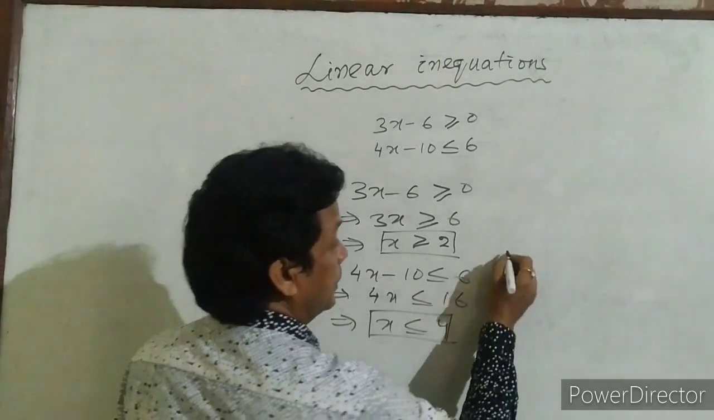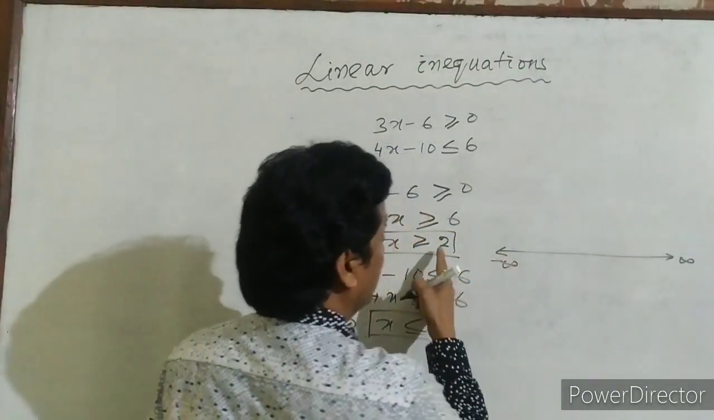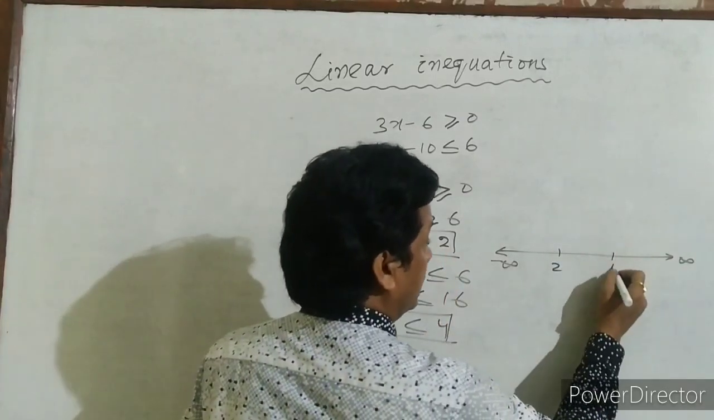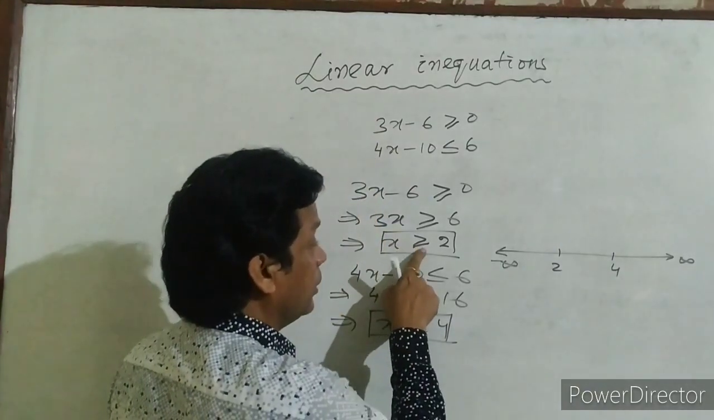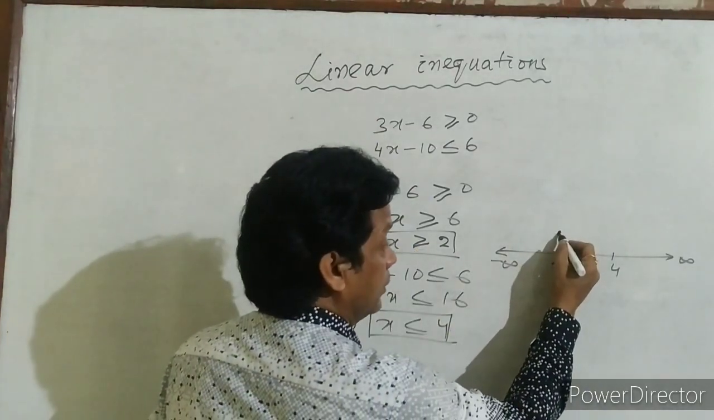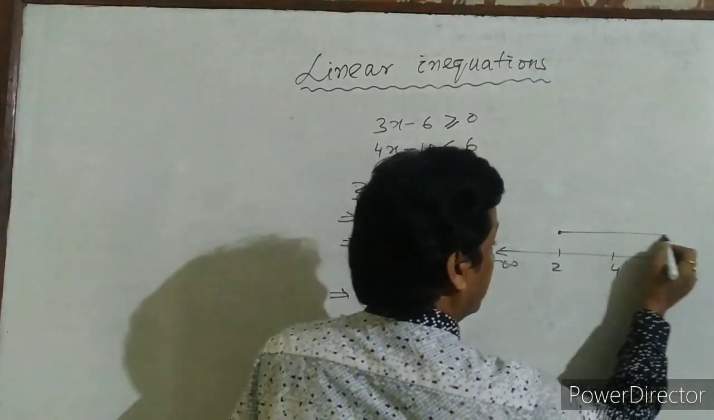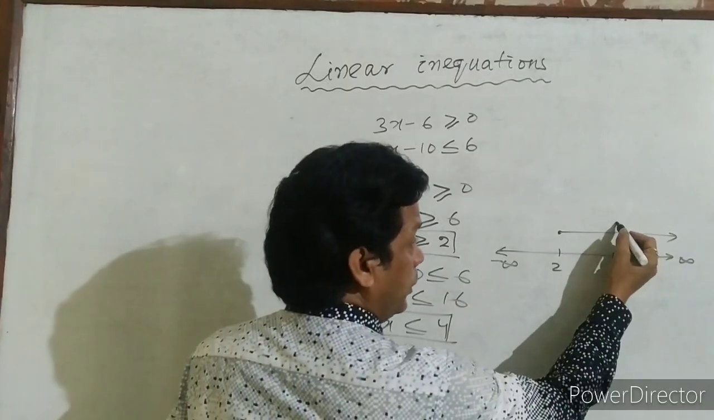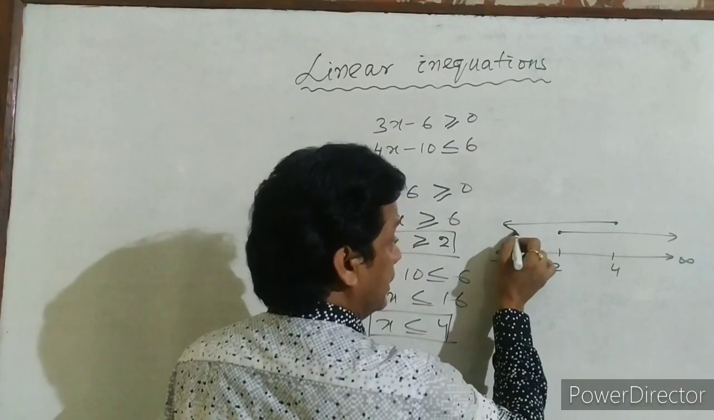See here, take the number line. This is minus infinity and infinity. Here it is 2, here it is 4. So write 2 on the left hand side, 4 on the right hand side because 4 is greater than 2. And here x is greater than or equal to 2. Put a point here because the equal to sign is there. Greater than means move towards the right. And here x is less than or equal to 4. That means put a point here. And less than means move towards the left.